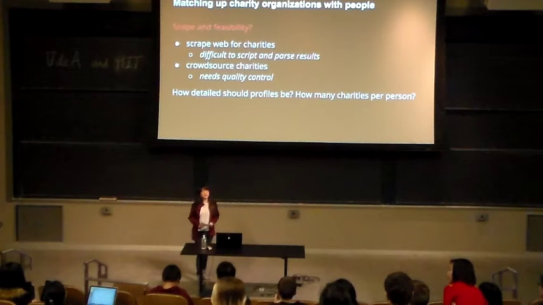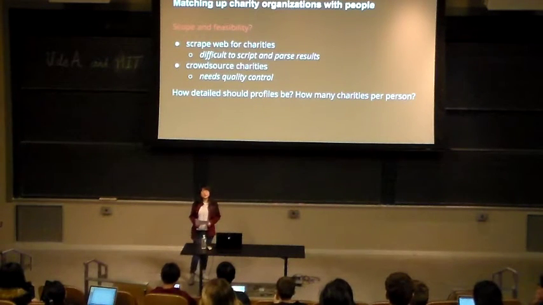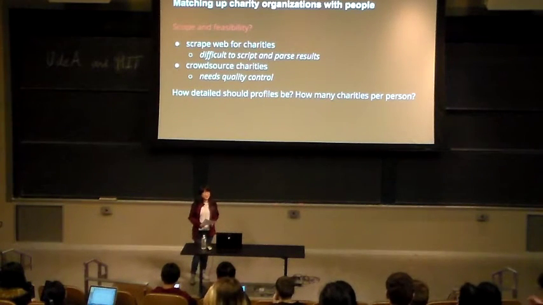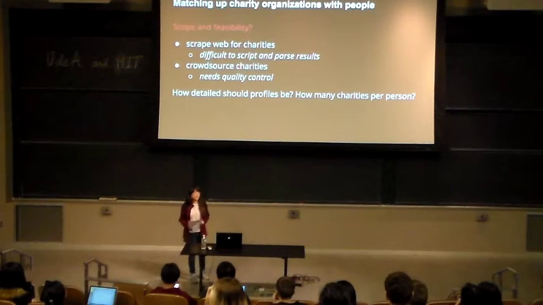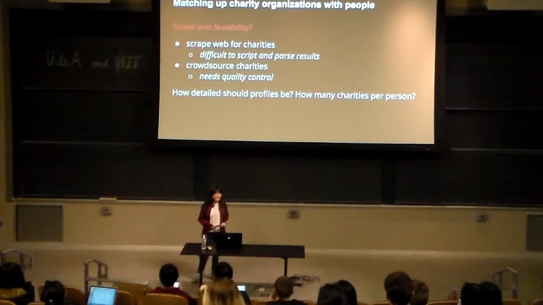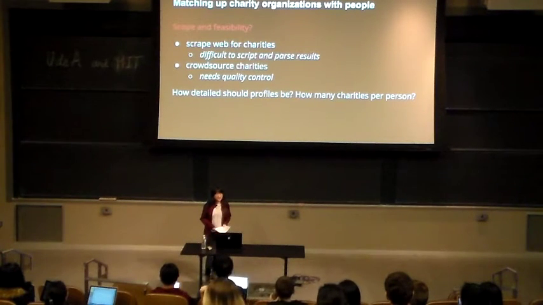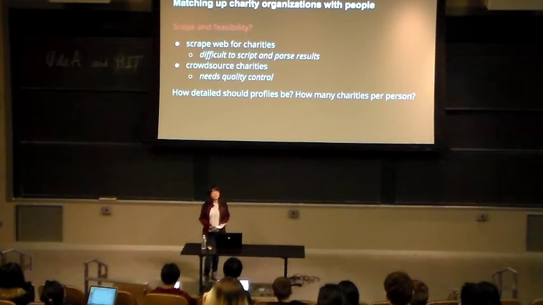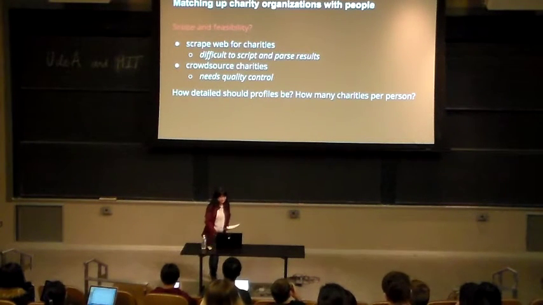Maybe you want to crowdsource charities, so have users input their own charities and then share these with other users. But this brings in the problem of quality control. You want to make sure your users are inputting legitimate data, because as we saw earlier with the ideation exercise, users will input a lot of random trash. So other questions are like, how detailed should each profile be? How many charities should you recommend for each person? When you're thinking about the app that you want to build, you want to keep all these considerations in mind.